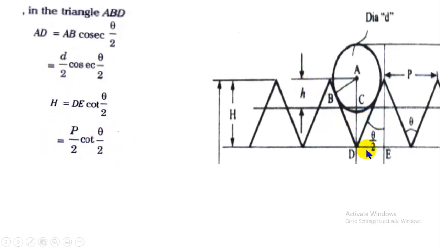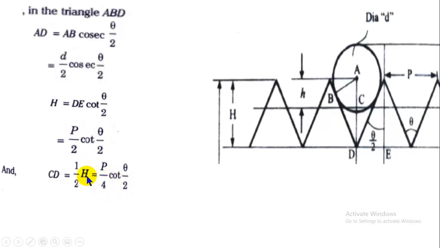So now we got AD, and next we will take this line AD. We can get CD as half of the height, because this is dividing at the pitch line. So CD we can write as half of H. And then we know that H is the value we derived here, P by 2 into cot theta by 2.